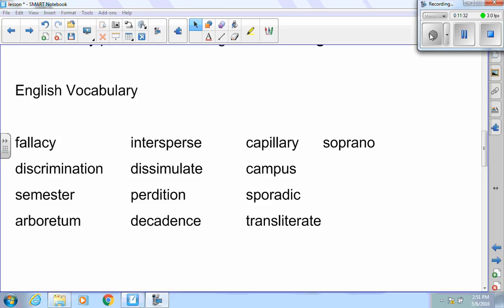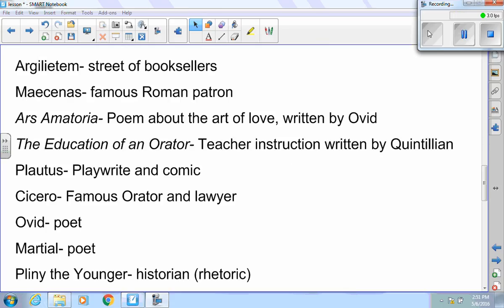Decadence is deterioration or decay. Capillary is a tiny little blood vessel. Campus is the grounds of a college, the grounds of a school. Sporadic is occasional. Transliterate is to write characters from another alphabet. So whenever we write Greek in English, that would be transliterating. Soprano is the highest female voice.